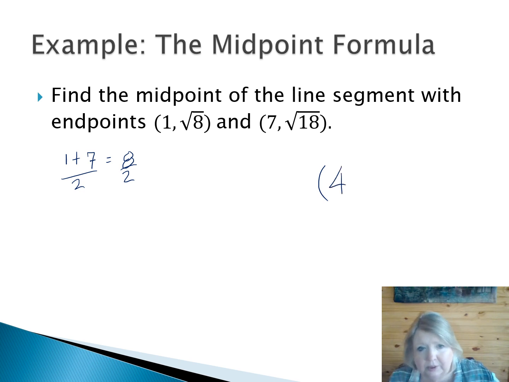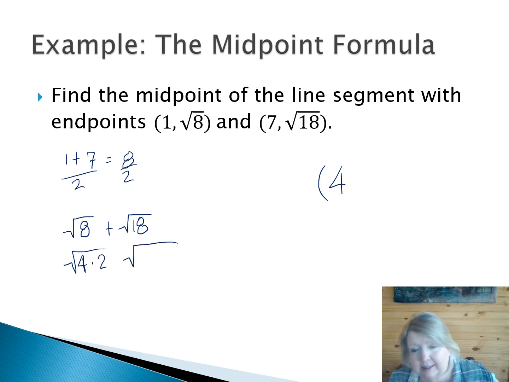But, oh, the radicals, can I add? Those are not like radicals, Miss Harrell. I can't add them, so there's not going to be a midpoint? No, there will be a midpoint. But I've got to simplify first. 8 is 4 times 2. 18 is 9 times 2. Now, again, I don't want 6 and 3 because neither 6 nor 3 are square numbers.